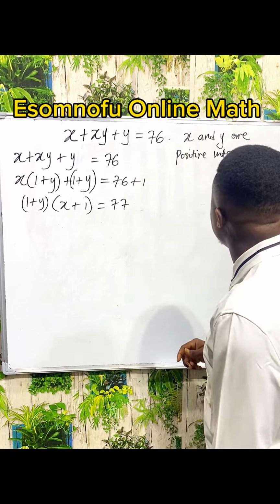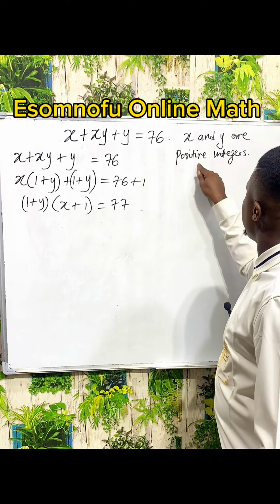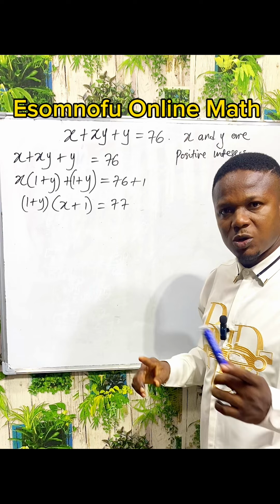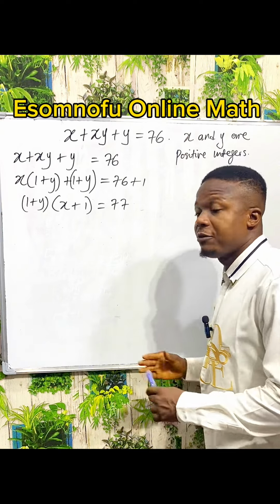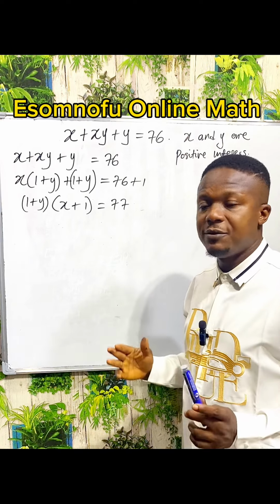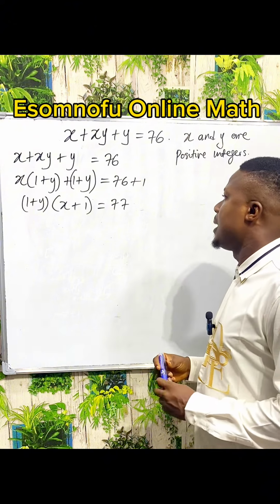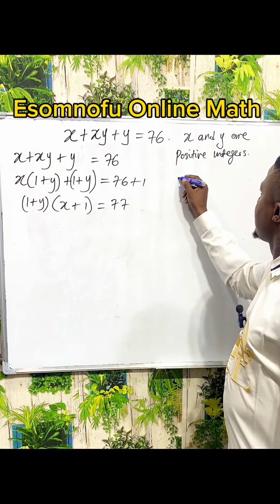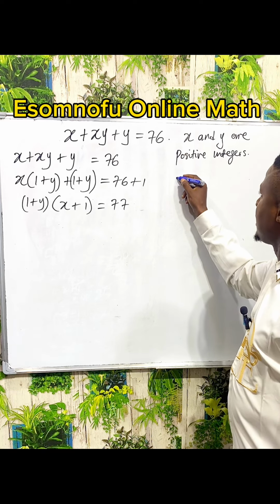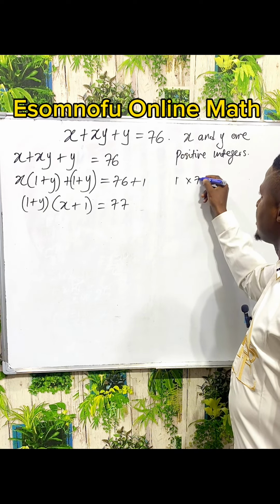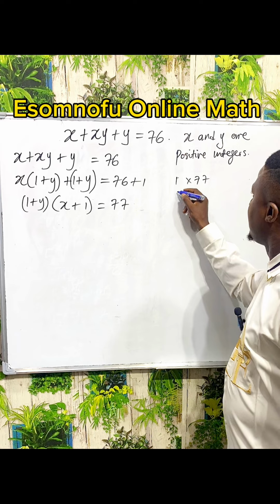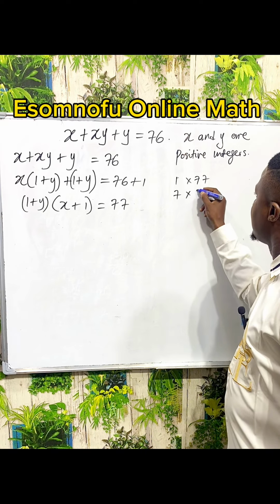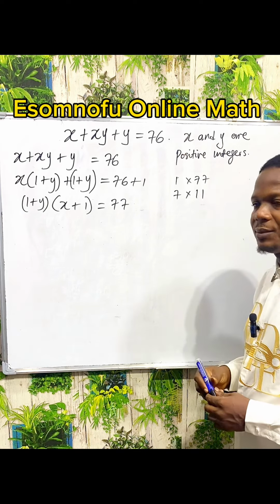Now, from here, notice that x and y must be positive integers. It must not be negative. It must not be fraction or decimal. It must be positive integers, okay? We have 77. We all know that two numbers that will multiply to give 77 can be 1 and 77, and then 7 and 11, right?